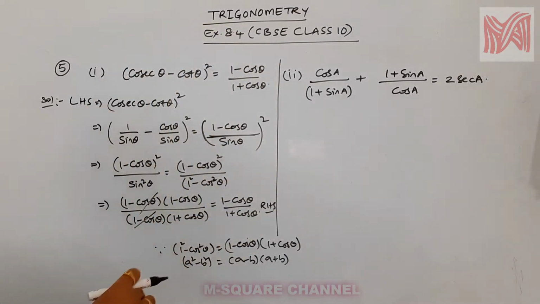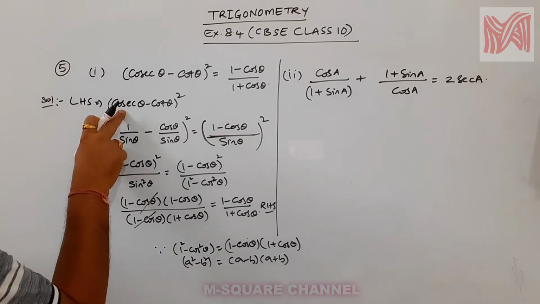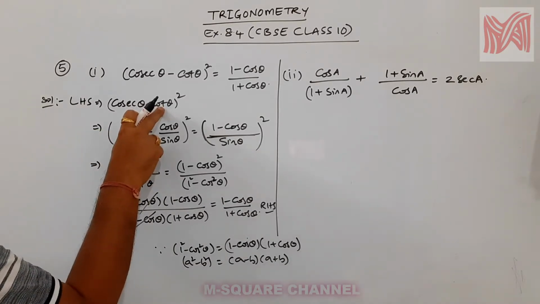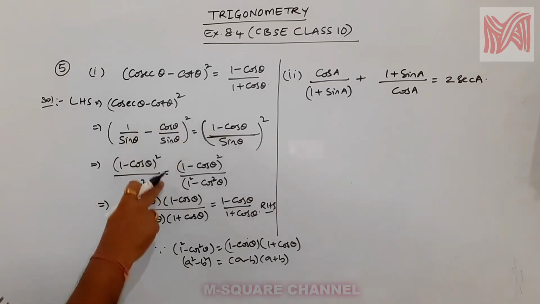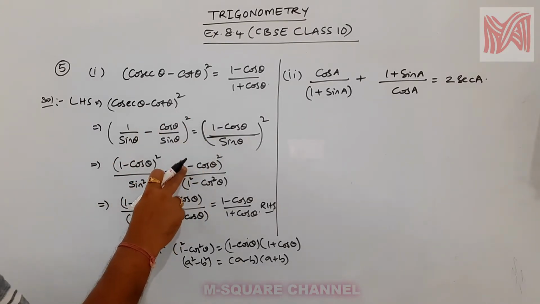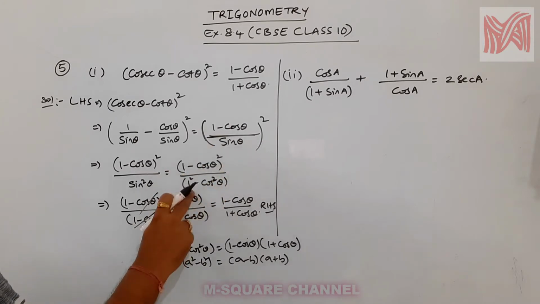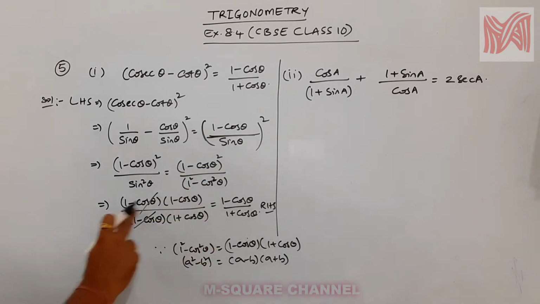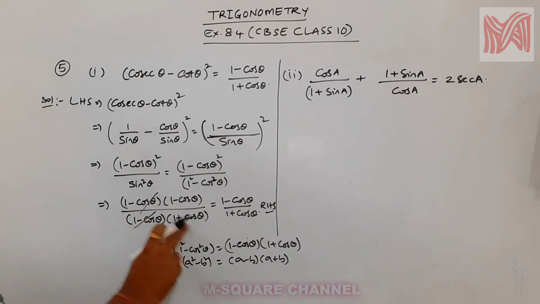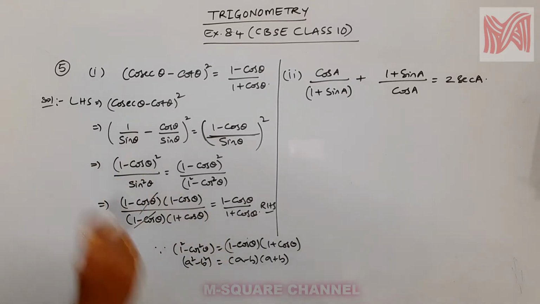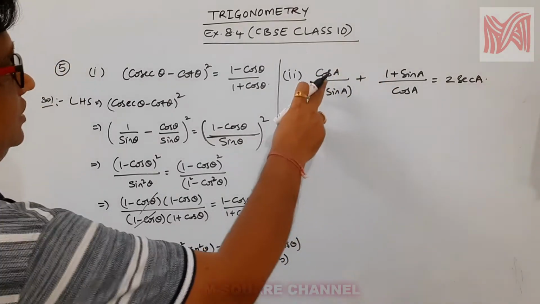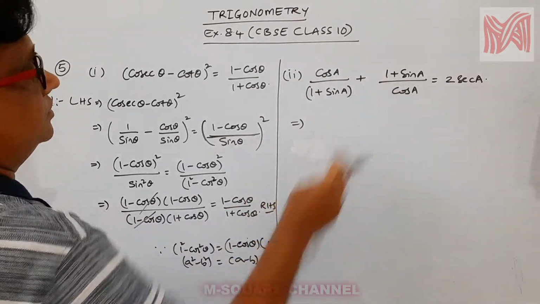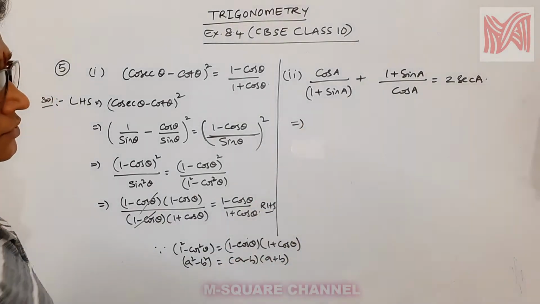So how can we change into cos theta? First convert cosecant into sine, and cot is cos by sine. Take the LCM, and the whole square is there. The numerator 1 minus cos whole square is (a minus b) whole square, and the denominator is a square minus b square. (A minus b) into (a minus b), and (a minus b) into (a plus b). These two are cancelled, and we get the RHS. This is the procedure.